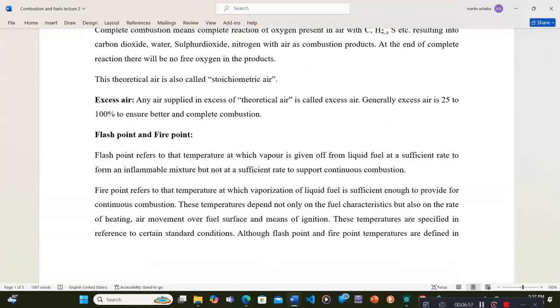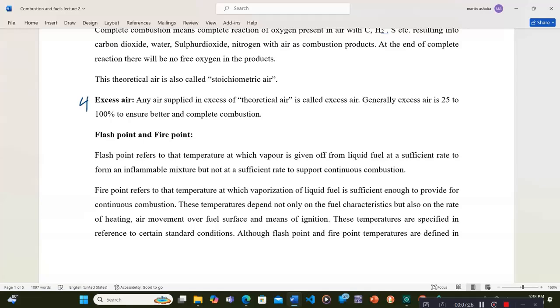So what about excess air? Excess air is any air supplied in excess of theoretical air. The theoretical air is the minimum that is sufficient to cause complete combustion of the fuel. So if after complete combustion of the fuel we still have some air remaining, we shall call it excess air.